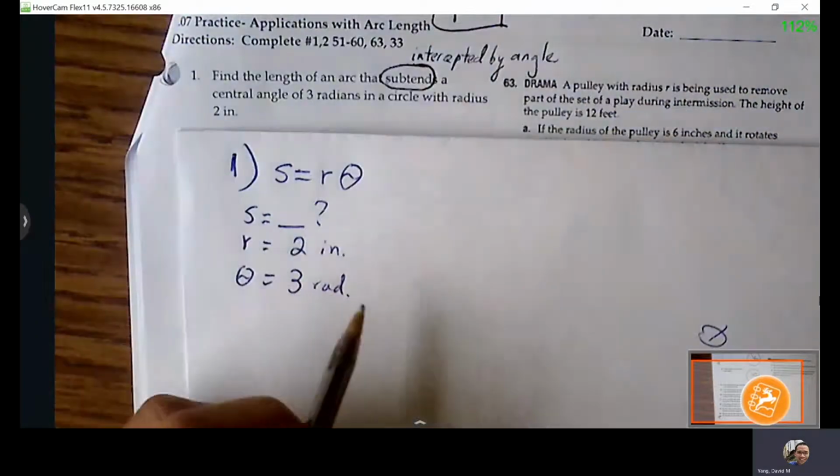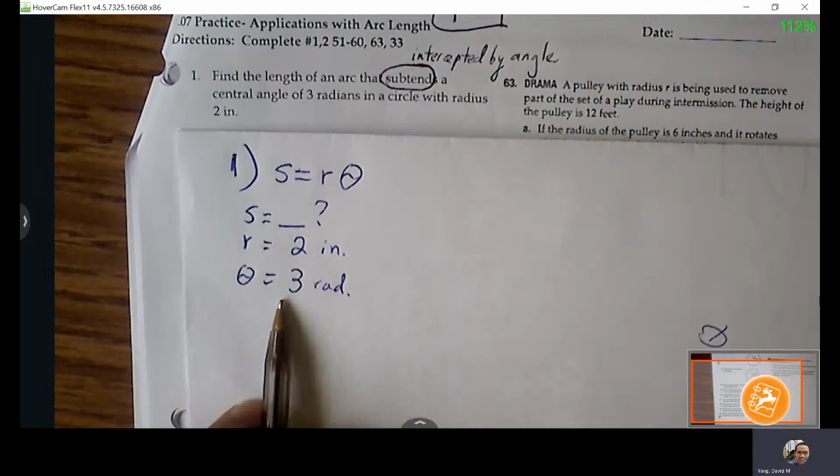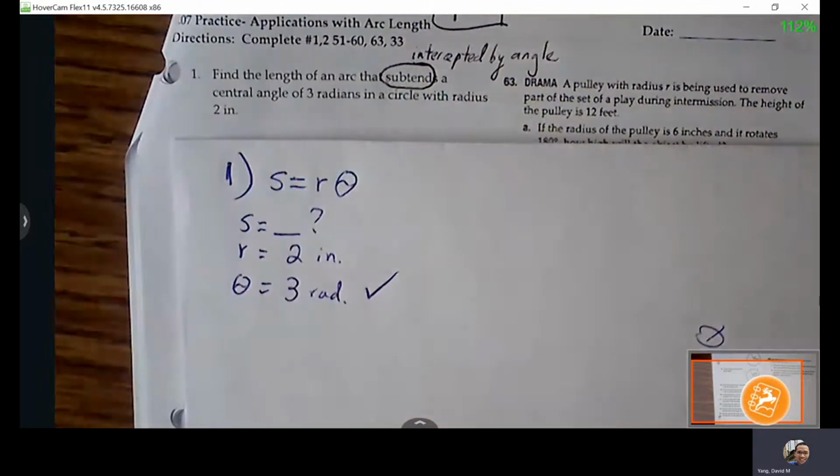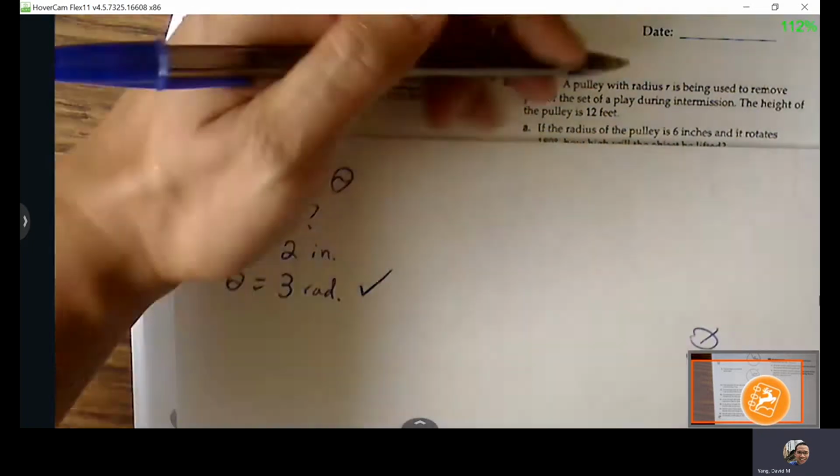Here's our formula, S equals R theta. The nice thing about theta is it's already in terms of radians, so there's no need for us to adjust the units. But if theta is in terms of degrees, then we have to multiply by pi over 180 to get it in that proper form. So S equals R theta, we have to have radians if we want to use the formula.